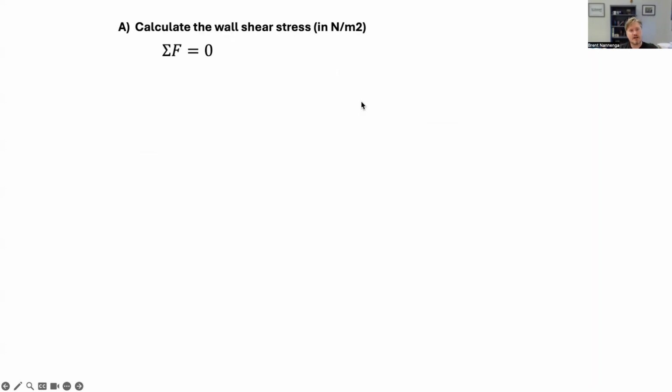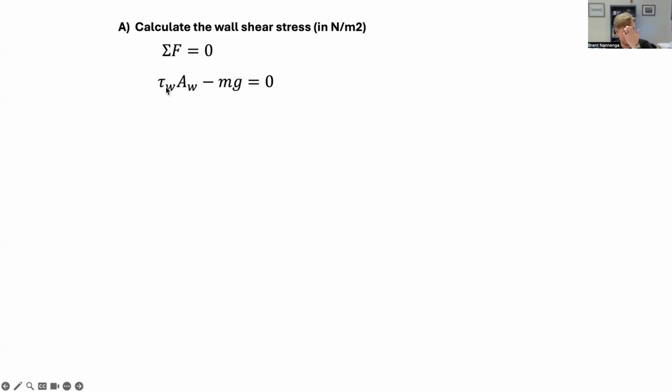So the first part, calculate the wall shear stress. The wall shear stress, which is going to be newtons per meter squared, we're going to calculate by first starting with the force balance. So the sum of the forces are going to be equal to 0. And now we have to figure out, what are the forces acting on the wall here? Well, you're going to have the shear stress at the wall times the area of the wall that the fluid's interacting with. So it's going to be the inside surface area of the pipe, and then the shear stress at the wall of the pipe.